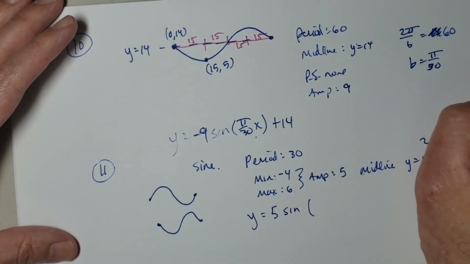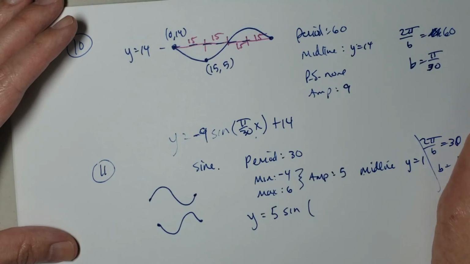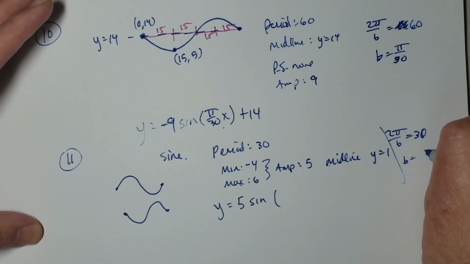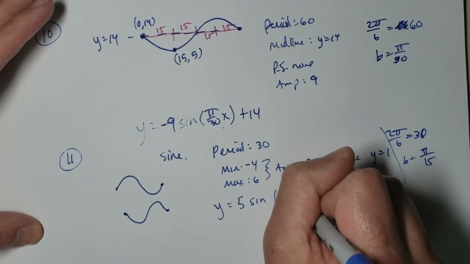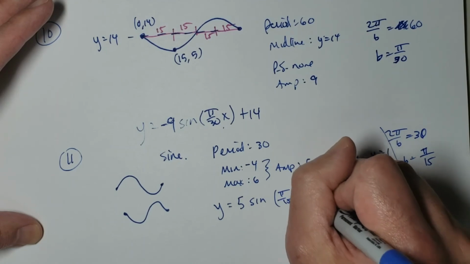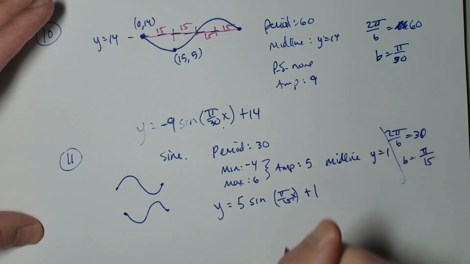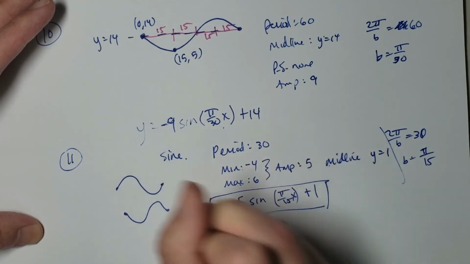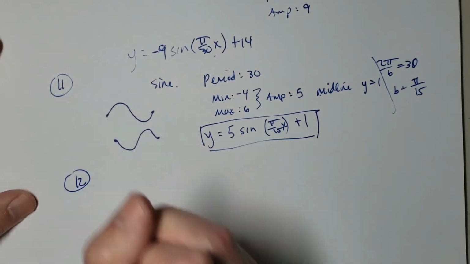Oh, I didn't solve for b. Don't forget your x. Plus the midline of 1. You could also have made that negative if you had your starting going down. All right, let's squeeze in the last one here, 12.